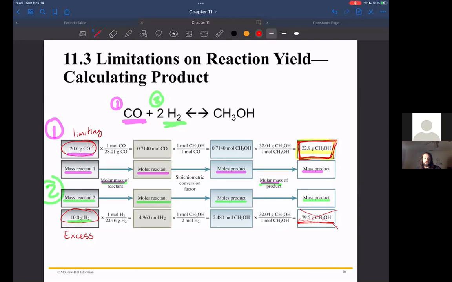It's actually two calculations that you have to do in parallel. Figure out how much product would be produced if reactant 1 is consumed. Figure out how much product would be produced if reactant 2 is consumed, and compare those values. Whichever one is fewer, that's how much is actually going to be made.